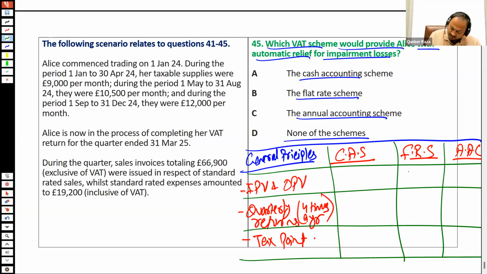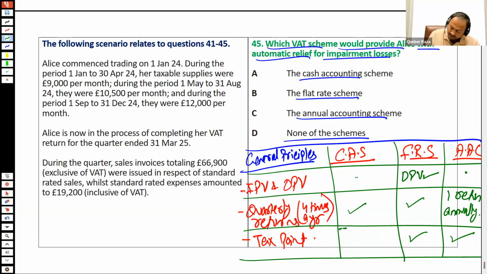In the flat rate scheme, there is no concept of output VAT and input VAT. Directly, net VAT payable is calculated based on output VAT. Here, in the others, the output minus input approach is followed. Cash accounting scheme, quarterly returns. Flat rate scheme, quarterly returns. Annual accounting scheme, one return annually. Tax point: normal tax point principle applies.